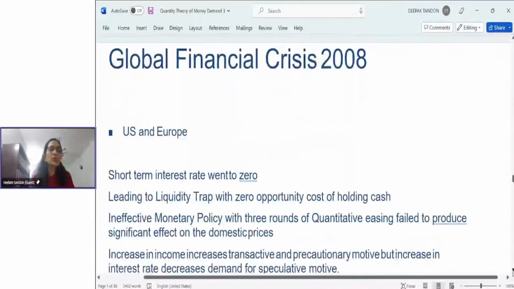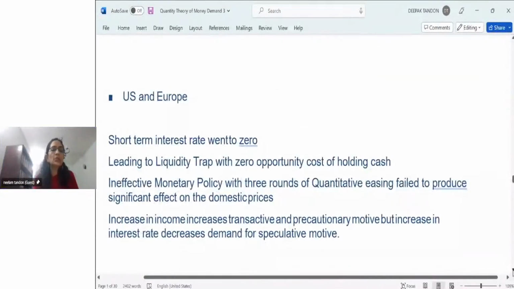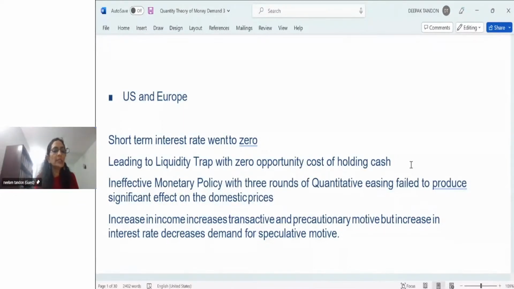This is what happened in the US, the global financial crisis of 2008. Short-term interest rates went to zero. Interest rates were zero, and this led to a liquidity trap because there was no opportunity cost of holding cash. So people knew that if they keep cash, they're not going to lose anything. And since they were not losing anything, why should they invest? Why do people invest? People invest only when they believe that there's an opportunity cost of keeping cash, isn't it? So you do not want to lose 5%, 6% interest rate. That's why you go for investing in the bank. I've already shared about the smart bank account, because I know I can get money.